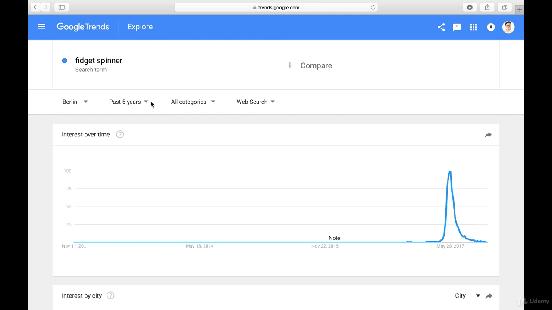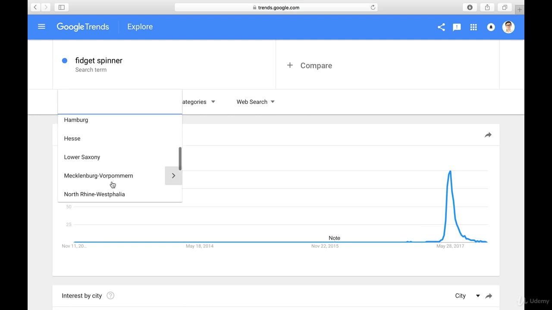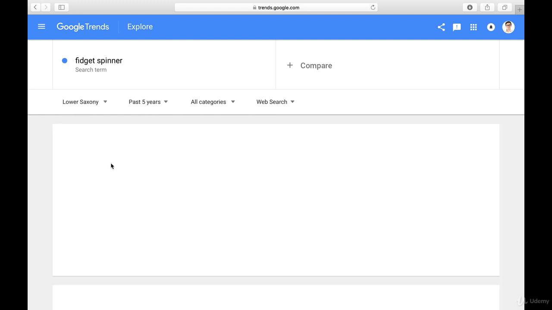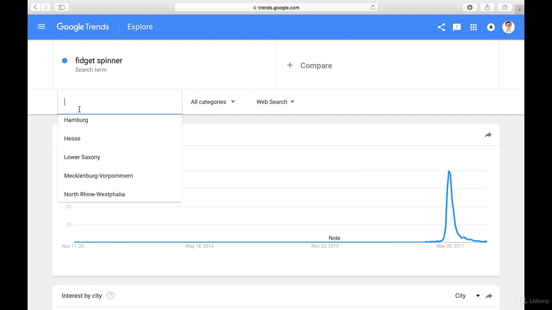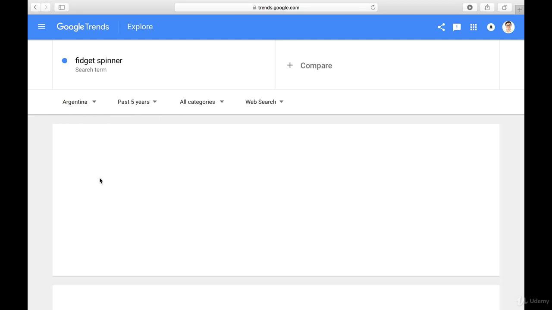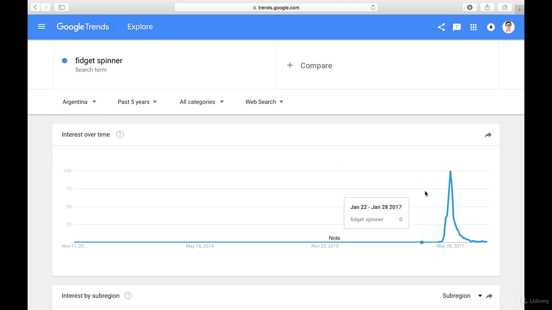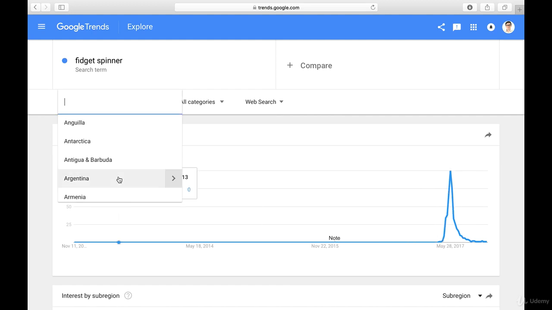Yeah, as you can see, the same thing applied in Berlin. Now let's go to another state in Germany, Lower Saxony. How many people looked for fidget spinners there? As you can see, it's pretty much the same. Now let's go to a different country. Let's go to Argentina and have a look at how they viewed it. And what you're going to see is probably the same thing. Yeah, it's basically the same thing. And what you can see from that is that it was a global trend from maybe May 2017 till June 2017, and afterwards there was no trend anymore at all.